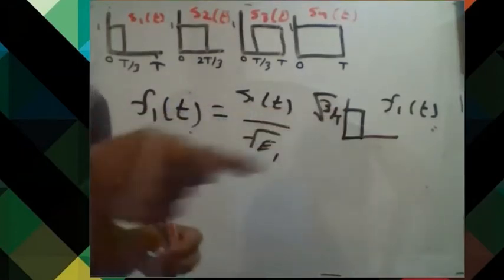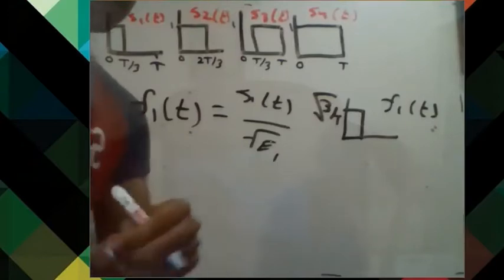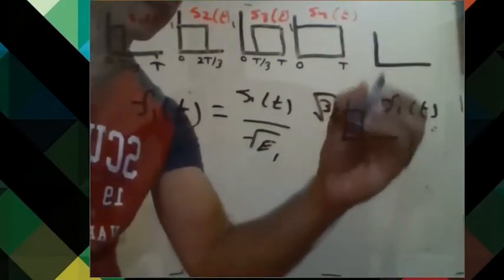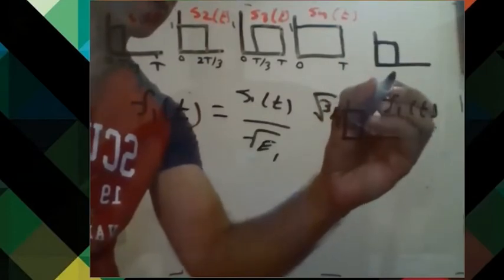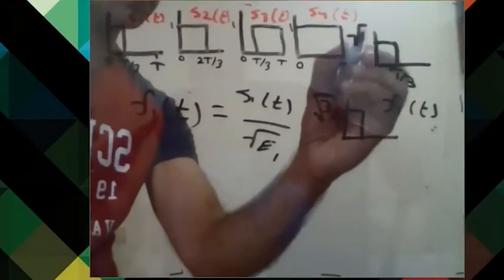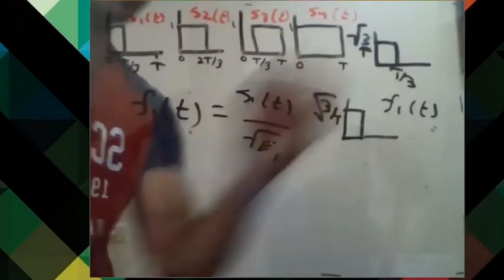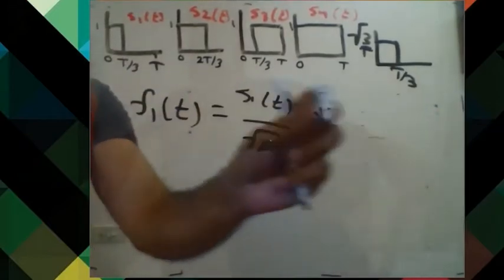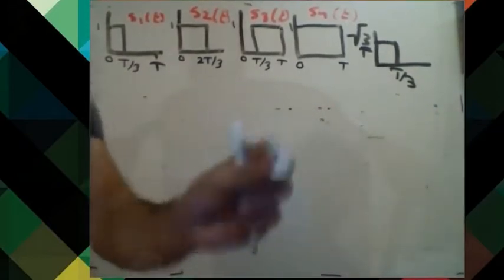Okay, so again I'll have to rub it off, but I think I'll draw it over here so that in future we might use it. From 0 to T by 3, the value of this signal is root 3 by T. Okay, so let's rub it off now, and I want to find f2(t).